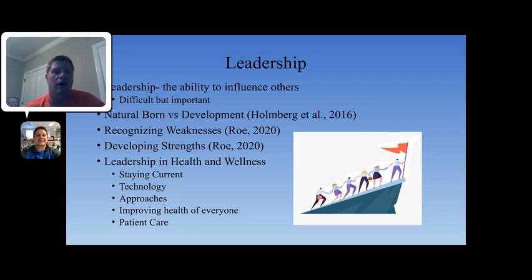But overall, with leadership, you have to develop your weaknesses and your strengths. You have to know what your weaknesses are so that you can continue to work with them, and you have to know what your strengths are so that you can use those to help overcome those weaknesses. There's no perfect leader in the world. There's no perfect person. So understanding those things is very important.